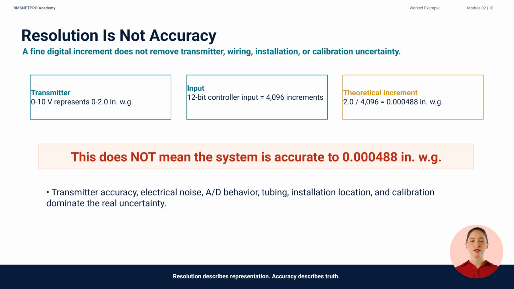This worked example from the chapter is important because many BAS professionals confuse resolution with accuracy. A 12-bit input can represent very small increments, but real measurement quality is affected by transmitter accuracy, tubing, pressure pickup location, electrical noise, input performance, scaling, and calibration. A tiny displayed increment is not proof that the real process is known with that precision.